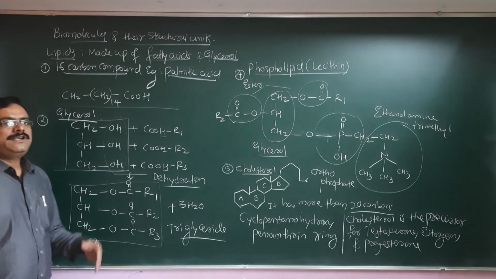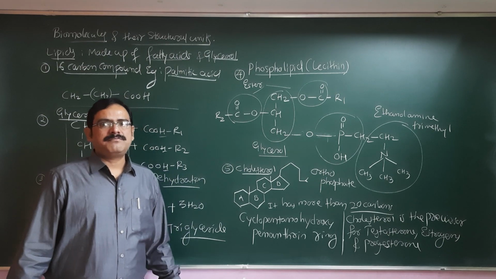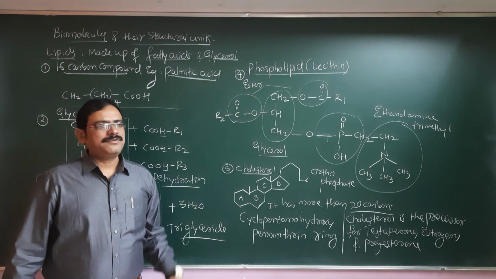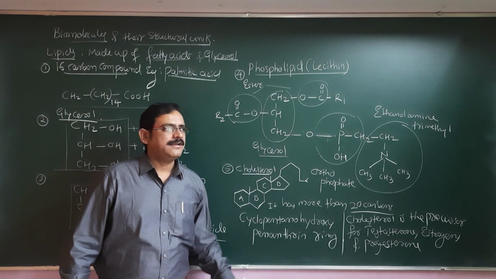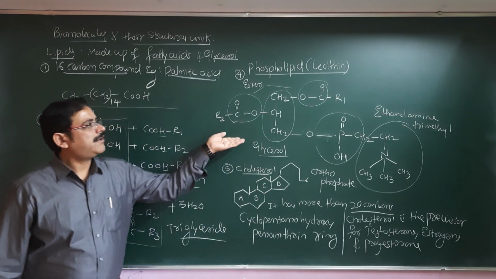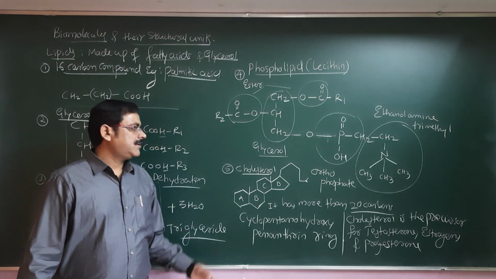And then it can be a more complex lipid, a phospholipid, the best example being lecithin. So what are you finding here? Two ester groups, one glycerol group, one orthophosphate, and one ethylene amine trimethyl group. This is what we call lecithin, which is abundantly available in egg yolk.